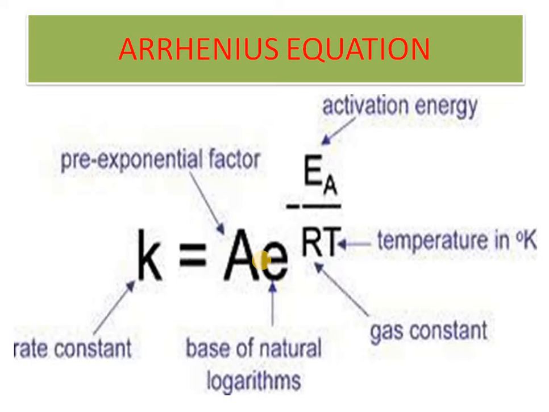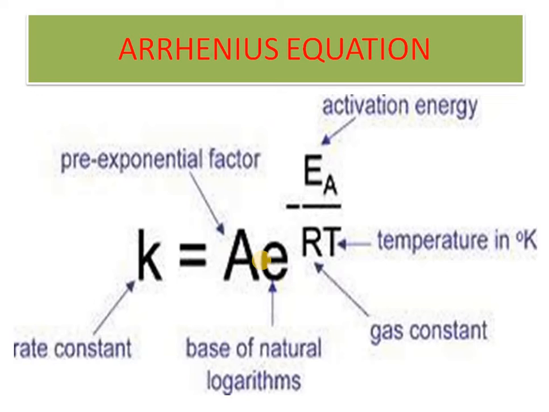K is the rate constant. You know already that K depends on temperature. A is the pre-exponential factor, also known as the frequency factor, which we are going to discuss next. e is the base of natural logarithm. e is raised to power Ea, where Ea is the activation energy, written with a small subscript a. R is the gas constant. In this case the R value should be 8.314.